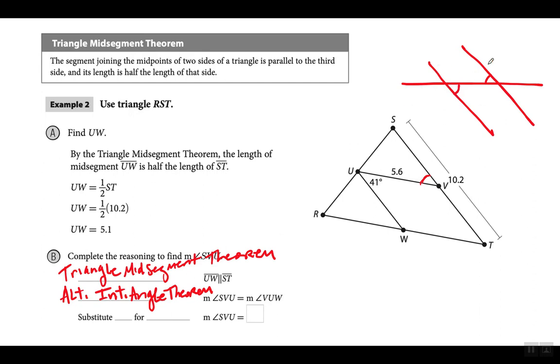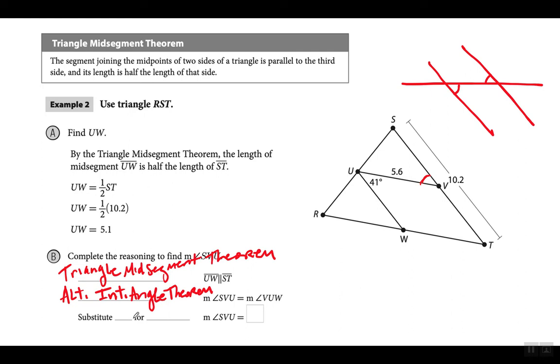Cuando tienen dos líneas paralelas y hay un transversal que está intersectando las dos líneas, este ángulo mide igual que este ángulo. Ya eso lo hicimos en un capítulo anterior. El alternate interior angles theorem. El teorema de ángulos internos que están al lados alternos del transversal.